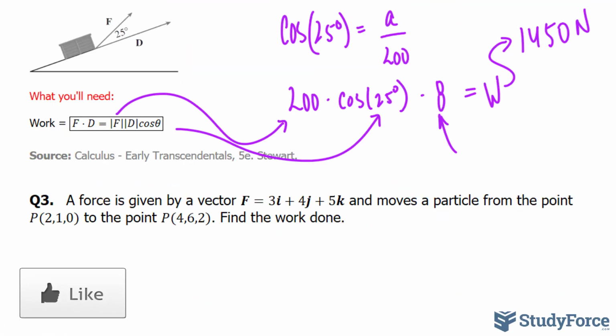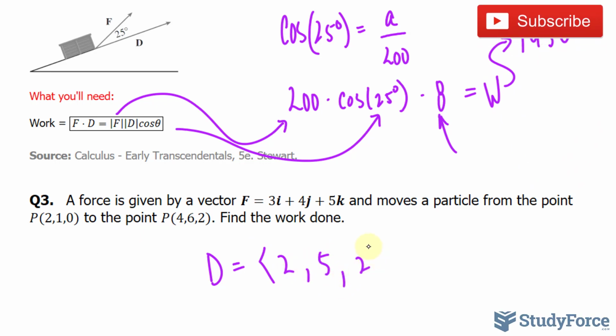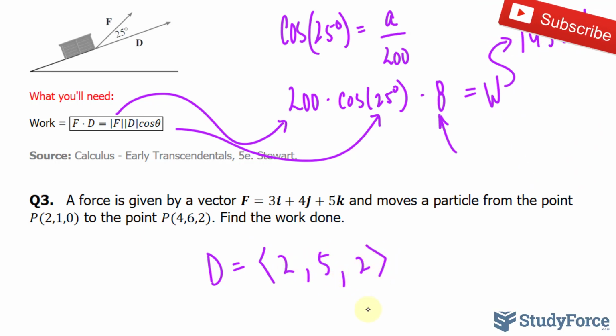A force is given by a vector, with the x, y, and z components shown here, and it moves the particle from a point P, which is at 2, 1, and 0, to another point at 4, 6, and 2. Find the work done. So we want to find the difference between these two points. That will give us the displacement, and we can do that by subtracting each of these. So 4 minus 2, I'll call the displacement vector D. That's equal to 2, 6 minus 1 is 5, and 2 minus 0 is 2. So the vector connecting this point and that point is shown right here.